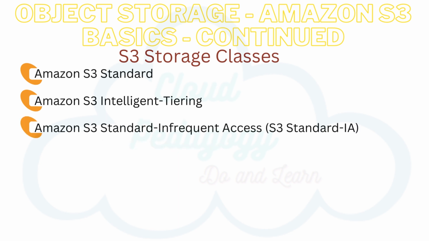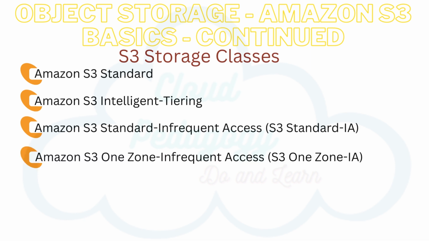The third one, Amazon S3 Standard Infrequent Access, which is S3 Standard IA. S3 Standard IA is for data that is accessed less frequently but requires rapid access when needed. This storage offers the high durability, high throughput and low latency of S3 Standard with a low per GB storage price and per GB retrieval fee. This is ideal if you want to store long-term backups, disaster recovery files and so on.